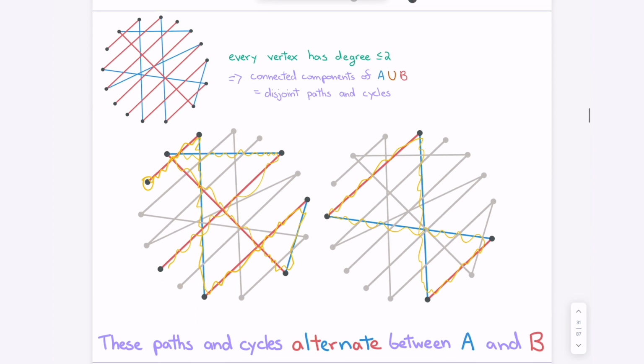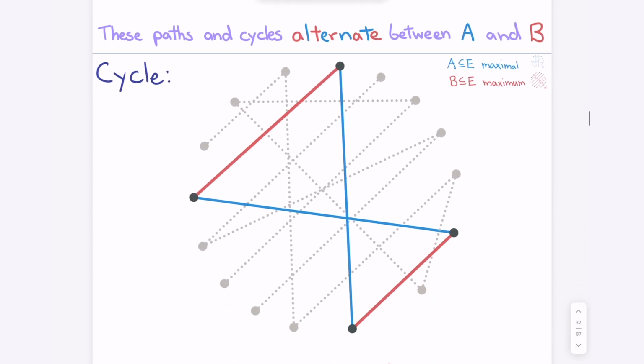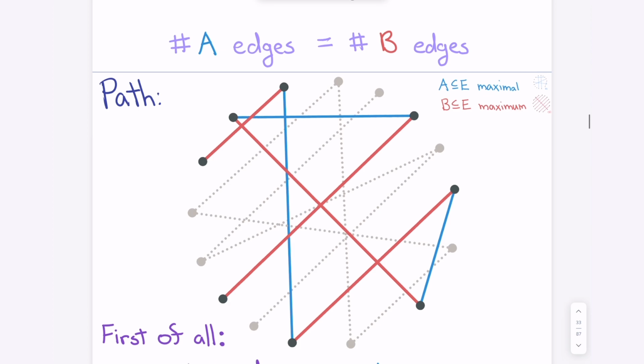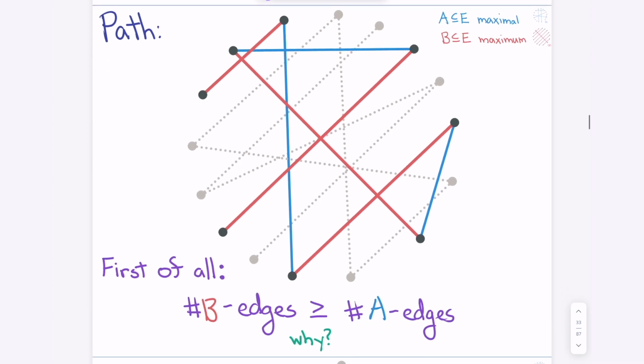Okay. And the path and cycles are alternating red, blue, red, blue, red, blue. Now, on a cycle, the number of red edges is equal to the number of blue. So they're always tied on a cycle. But what about a path? Well, of course, or not actually, of course. So my first claim is that on a path in this union, red has to outnumber blue. It has to be greater than or equal, maybe equal. But why?